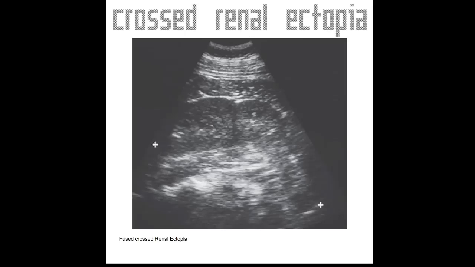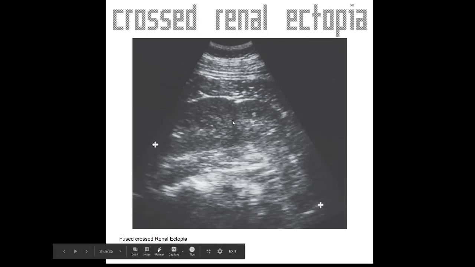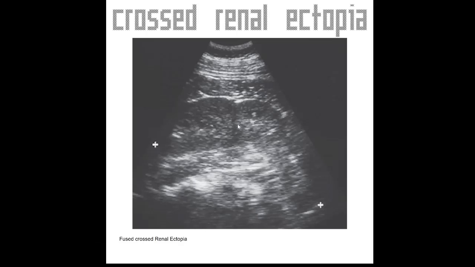So here's an example of fused crossed renal ectopia. We have one kidney here, and then we actually have a second kidney right here. It kind of curves down. So they are connected at the inferior pole of this one and the superior pole of this one.